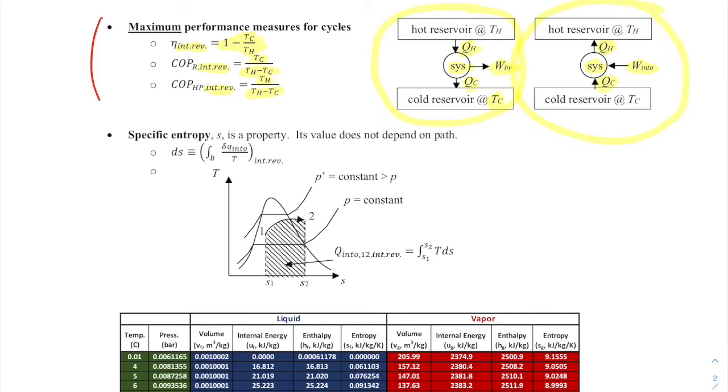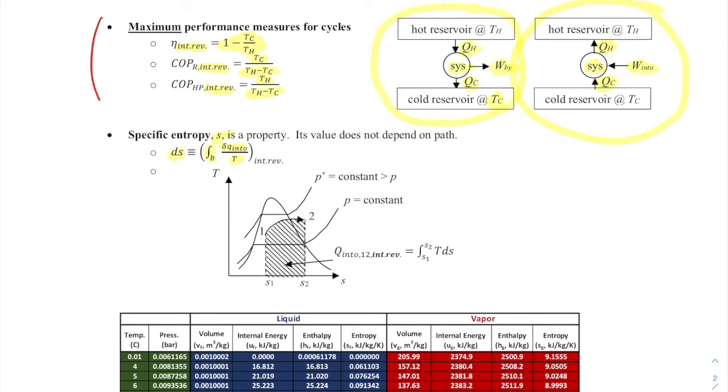The next one is the property of entropy. So we have specific entropy, little s. It's a property so it doesn't matter on what kind of path you use when you compare values between different states. The definition for a small change in entropy, ds, was defined as the heat going into your system divided by the absolute temperature where that heat is being put into the system. So that's the absolute temperature where the heat is going in, and then you add that up over the entire boundary. That's the integral sub b here.